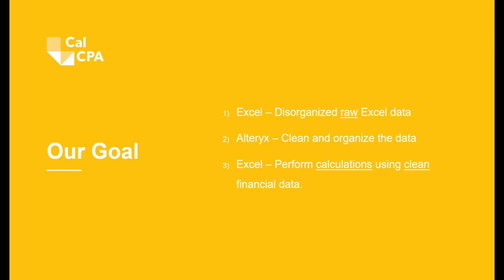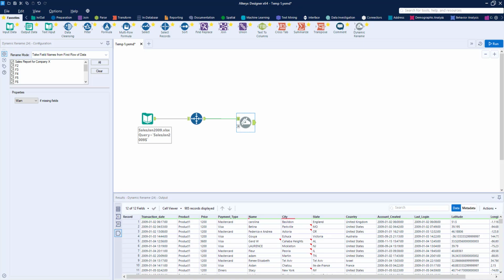Our goal was to use Alteryx to cleanse and organize the data so that we could then use the cleaned up version to perform accounting, tax, or financial calculations. So that begs the question, now that we've successfully used Alteryx to organize our sales data in the way that we want it, how do we get it out of Alteryx and back into an Excel format? The answer is that we're going to use the output data tool, which is what we're going to cover next.